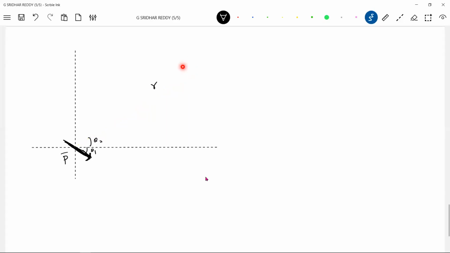Let me change this one a bit, so it will be this one. So somewhere here, at this particular point A, the electric field strength due to this dipole has to be determined. This will make an angle theta 2. How to manage this one?